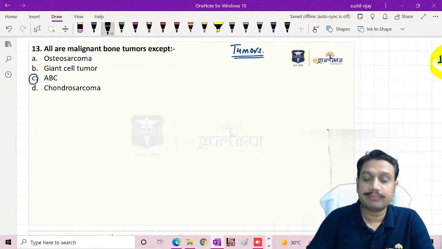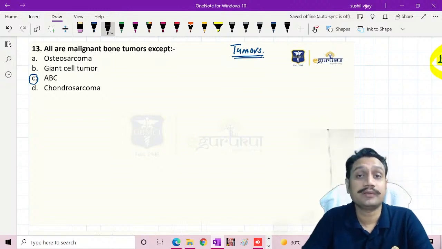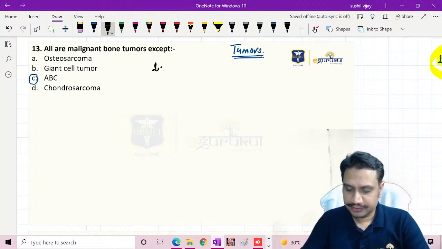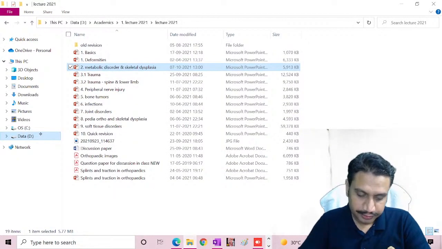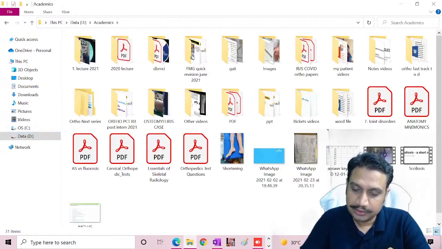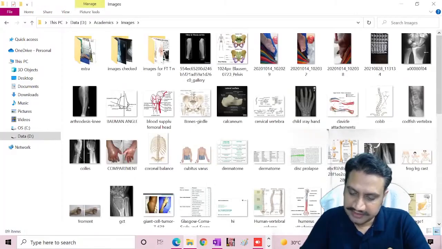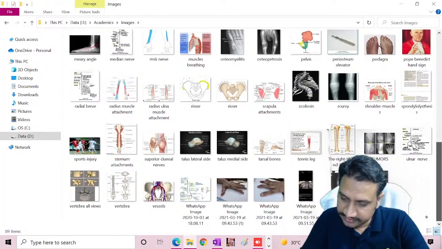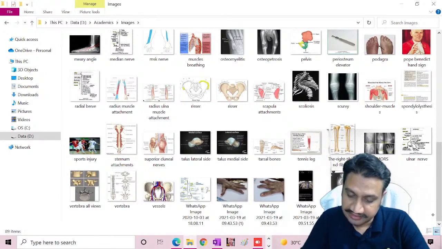So let me tell you in brief what all tumors you need to learn, right? One thing I wish to show you guys, and one thing I want from all of you, is that you should be able to make up a small image like this. Let me show you that image. I have drawn it myself and I want you to draw that simple image yourself.